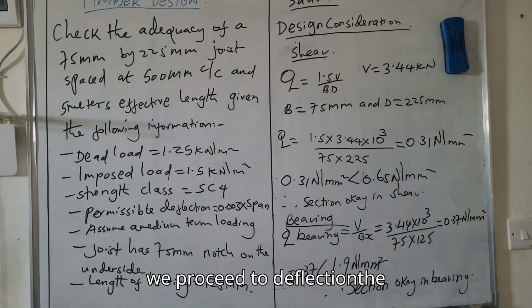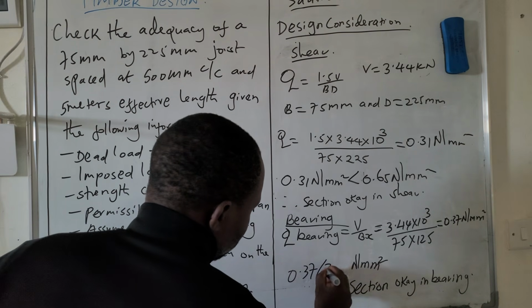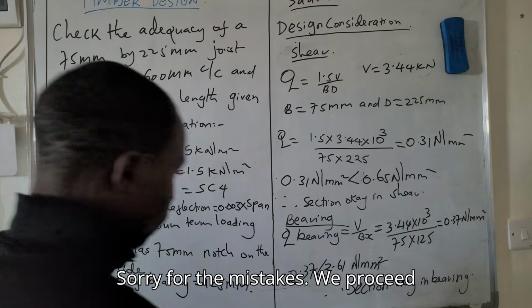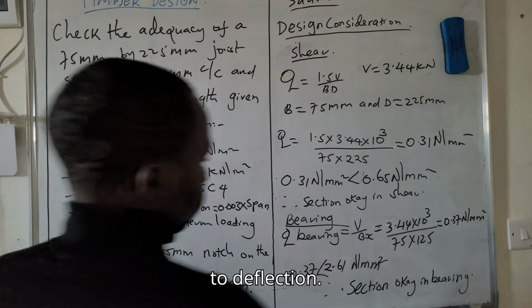We proceed to deflection, the last design consideration. So this is 2.61 and not 1.9. 2.61. Sorry for the mistake. We proceed to deflection.